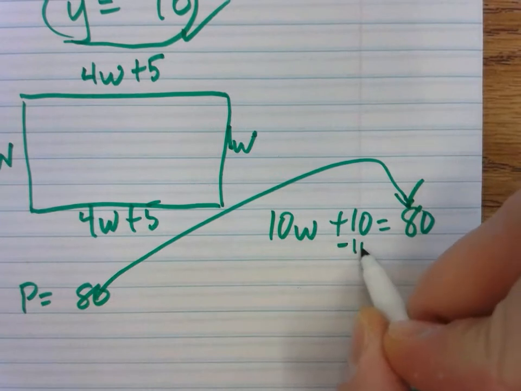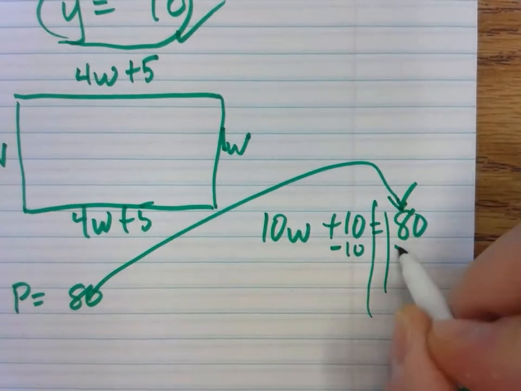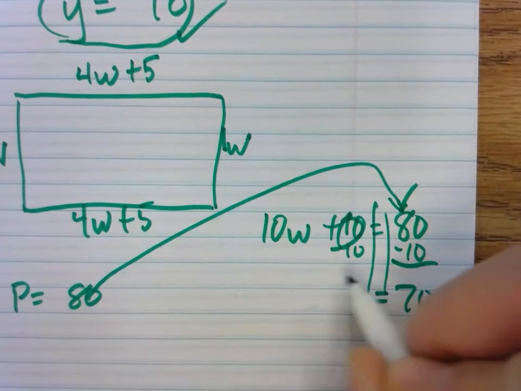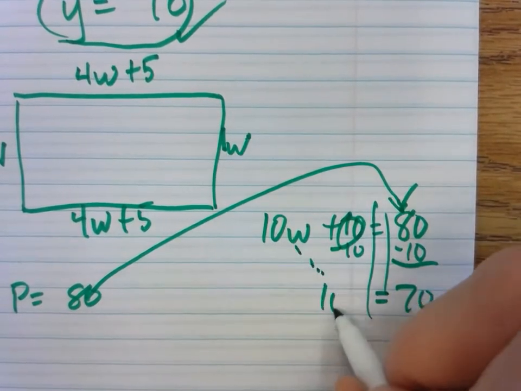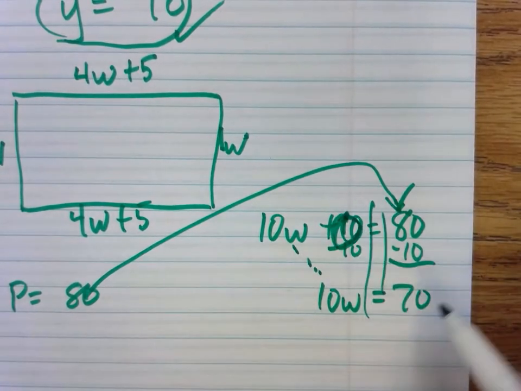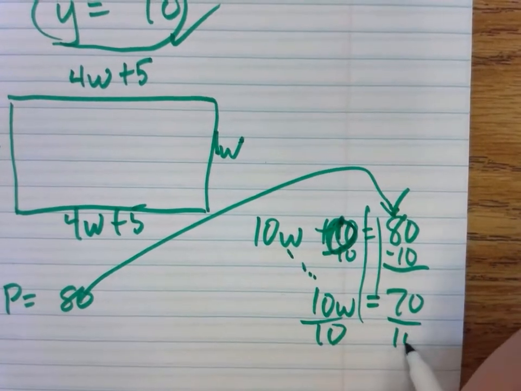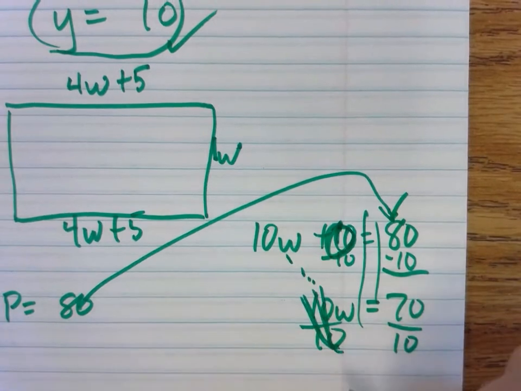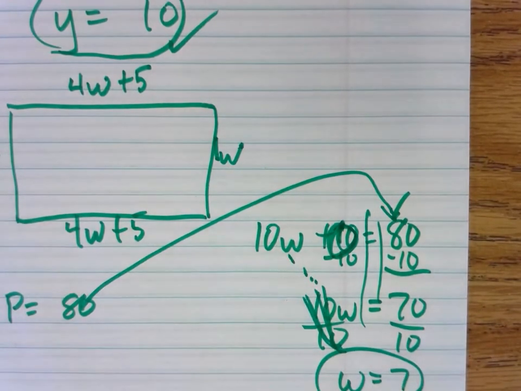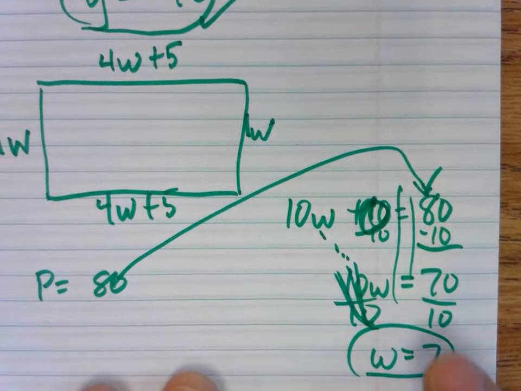I'm going to subtract 10 from both sides. 80 minus 10, of course, is 70. I've got 10W, bring it down. 10W equals 70, because those cancel out. Divided by 10, well, what's 70 divided by 10? That's 7. So the width of the rectangle is 7. The width, W, is 7.